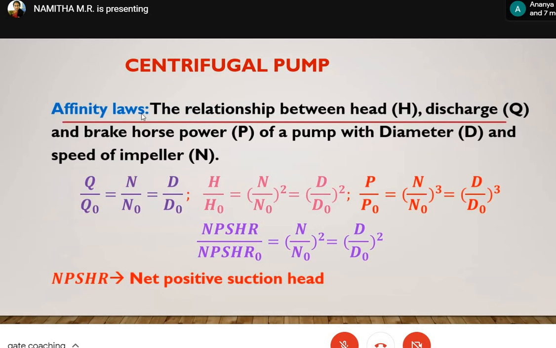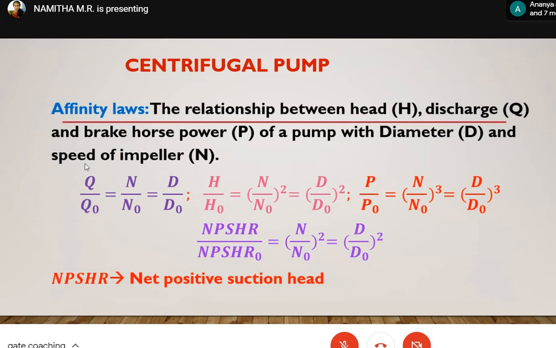Some other equations which we use in the centrifugal pump portion are the affinity laws. Okay, these equations are normally used. What do you mean by affinity laws? Affinity means relation, a relation or closeness. So the relation between head, discharge, and brake horsepower of a pump with the diameter and speed of the impeller is known as affinity laws. There are mainly 3 affinity laws: 1, 2, and 3. We will see each of them.